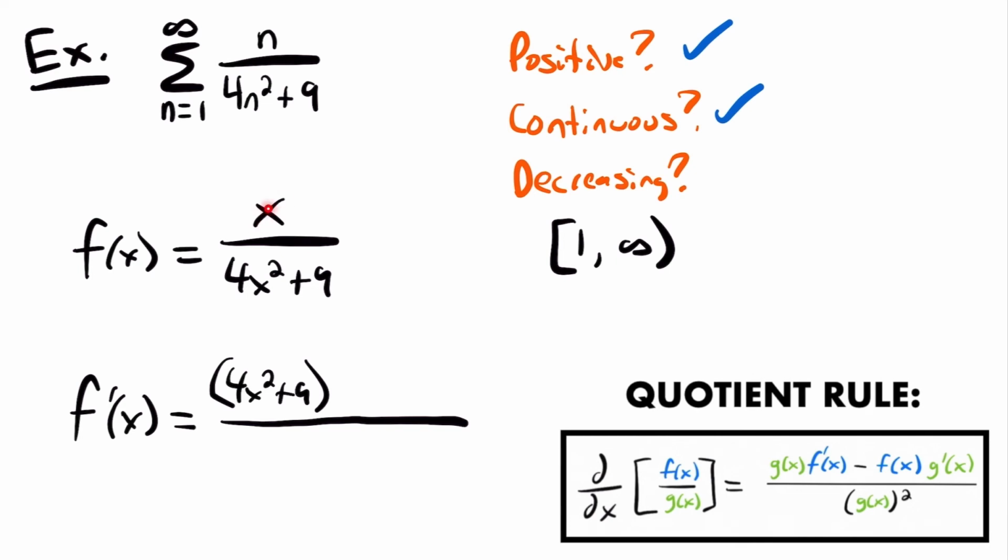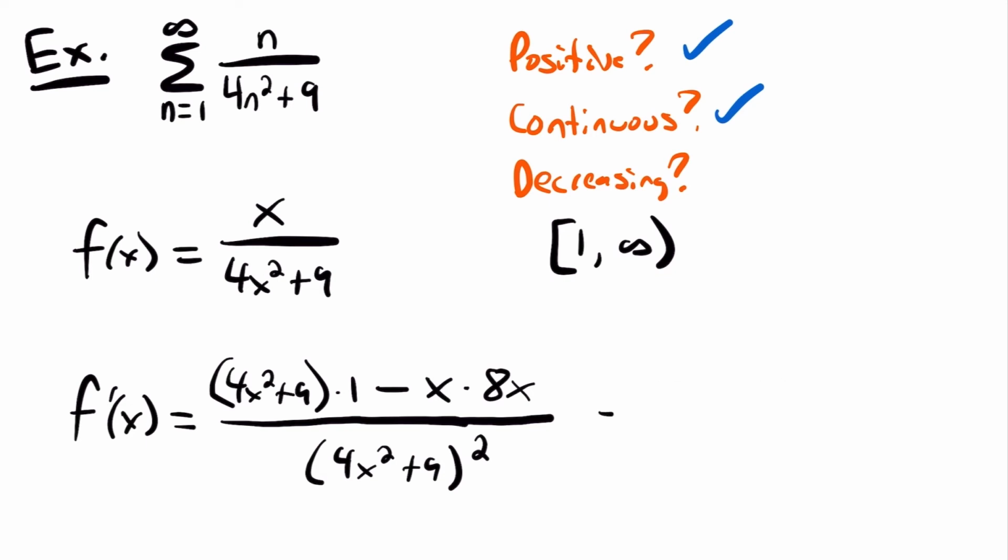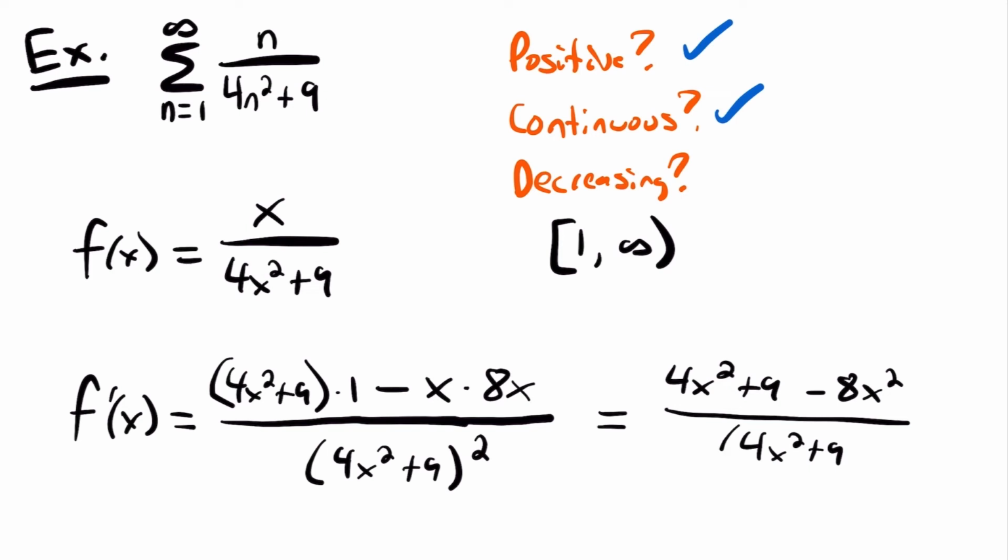The derivative of x is just 1, so we multiply by 1, and then we will subtract the numerator, x, and multiply it by the derivative of the denominator. Now the derivative of 4x squared will be 8x if we multiply the exponent down and then subtract 1 from the exponent. So we multiply by 8x, and the derivative of 9 is 0, so we just have 8x. Okay, and then the denominator will just be the original denominator squared. So we will have 4x squared plus 9 squared. All right, now if we simplify, this will be equal to 4x squared plus 9 minus 8x squared divided by 4x squared plus 9 squared.